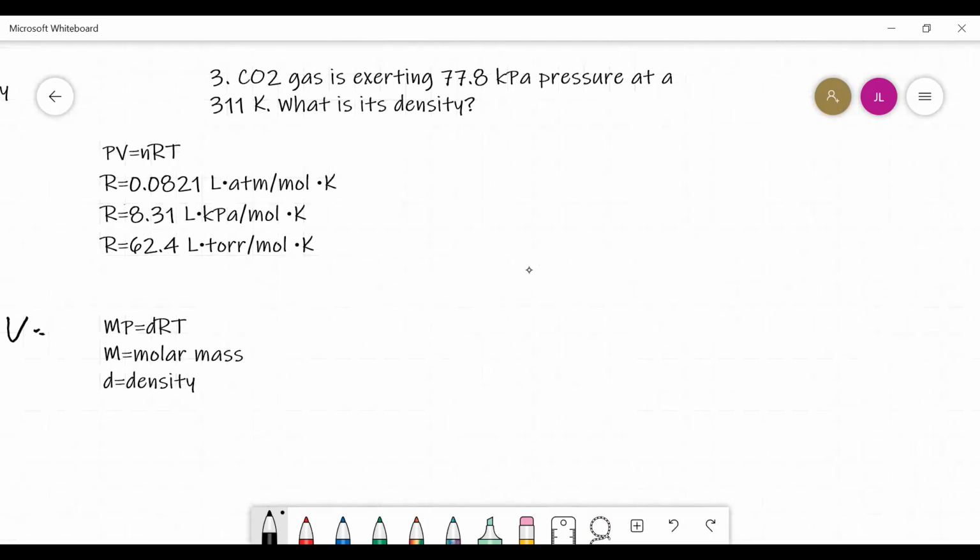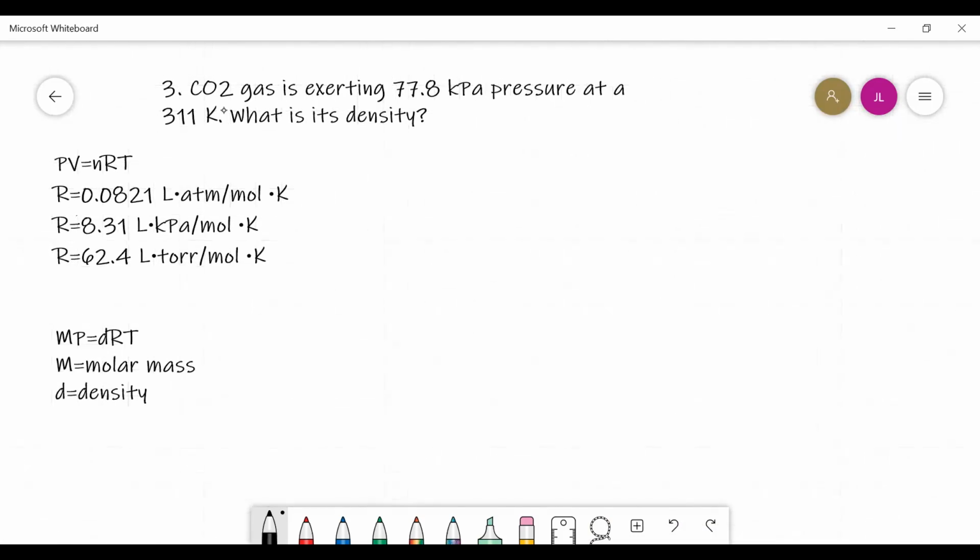All right, so I have CO2 gas exerting 77.8 kilopascals pressure at 300 Kelvin. What is its density? If we think about this, we have pressure and we have temperature. We don't have anything else, or do we? If we know we have CO2, we can calculate the molar mass of that. So pressure is equal to 77.8 kPa.